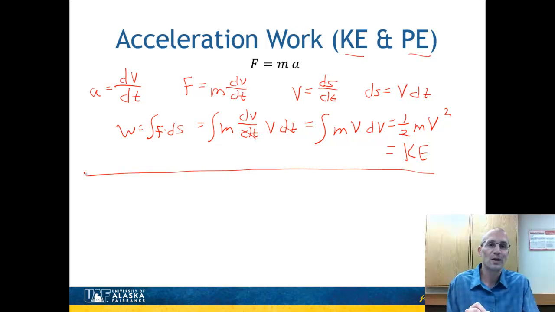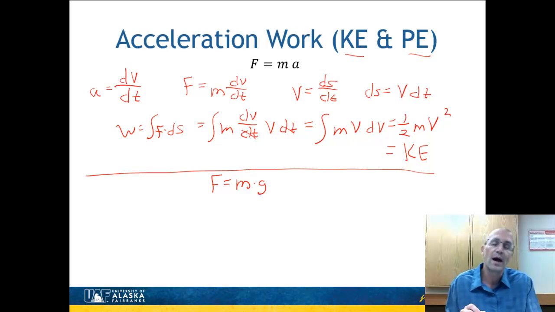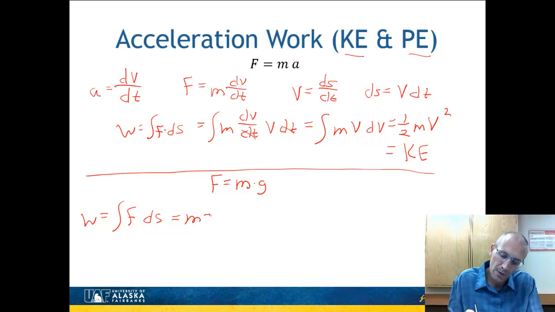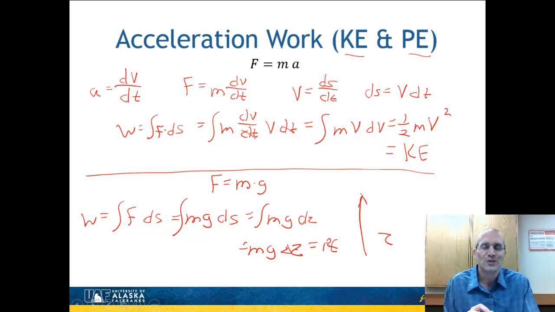We can do a similar thing for potential energy, where now the force is equal to the mass times gravity, where now the acceleration is constant. The acceleration is gravity. So this integral becomes a little simpler. My work is the integral of force through a distance, which is mg ds. And if I'm going upwards, if I call that distance, for example, z, this would become the integral of mg dz, or simply mg delta z, which we recognize as potential energy.